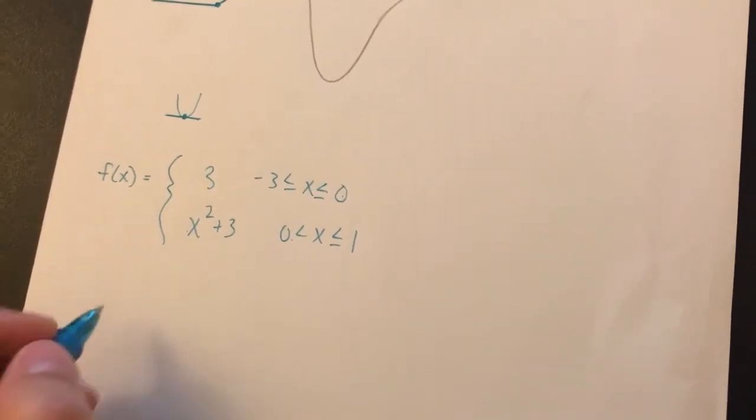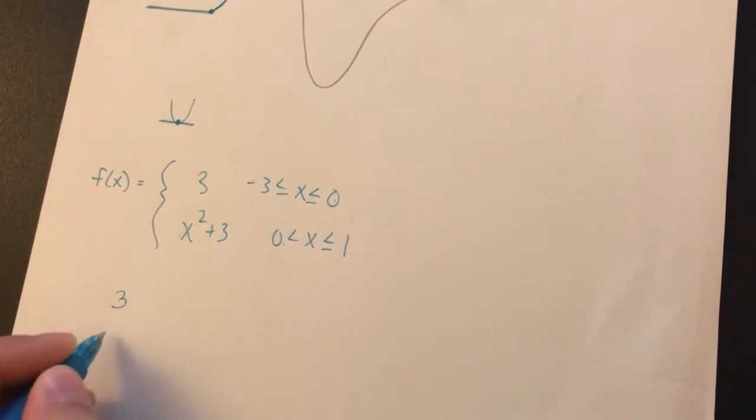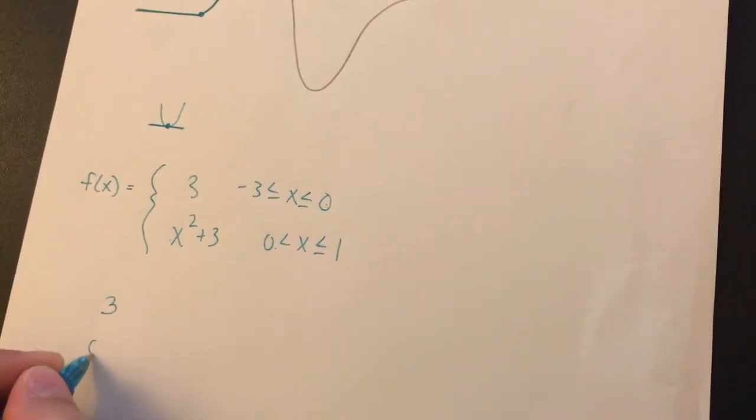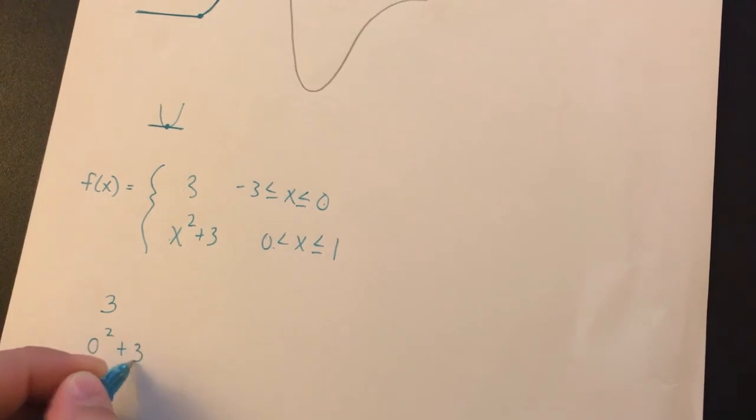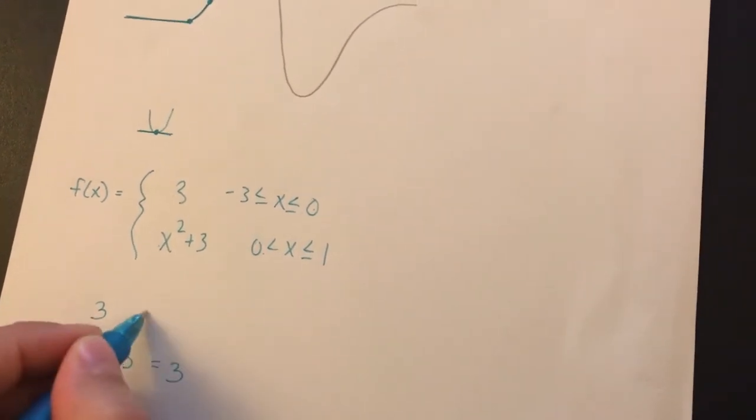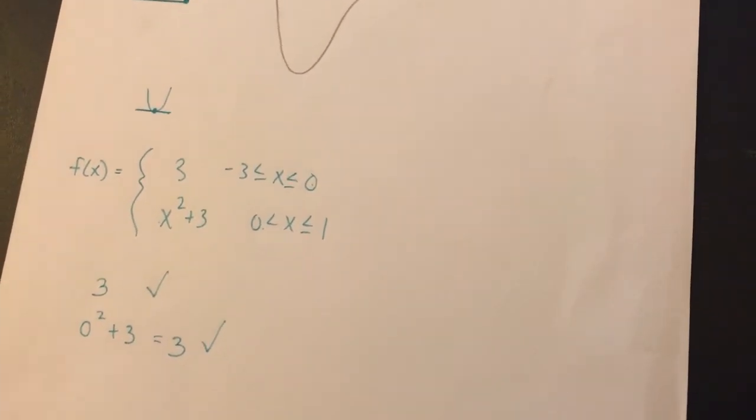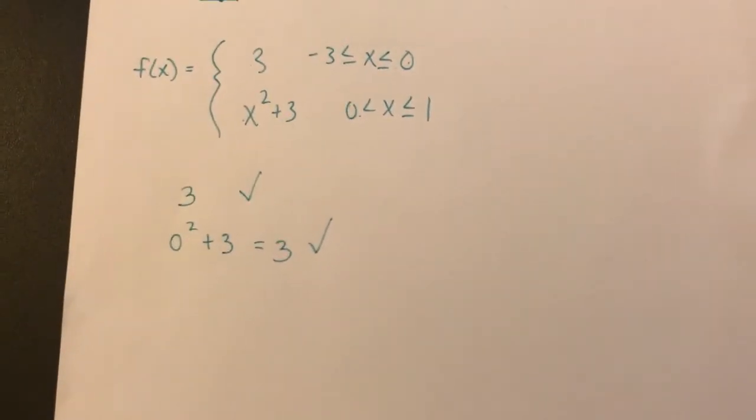So in order to prove that it's continuous, if I plug 0 into both of these, I can show that it's continuous, because if I plug 0 into the top one, I get 3. If I plug 0 into the bottom function, I get 0 squared plus 3, which is also 3. So because they both equal each other in that case, I know it's continuous.